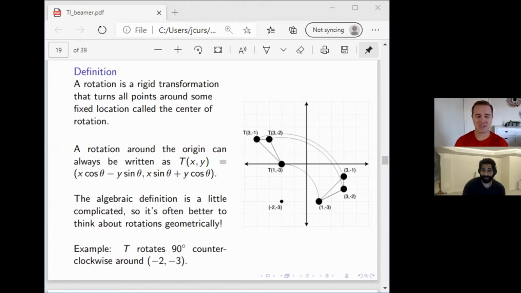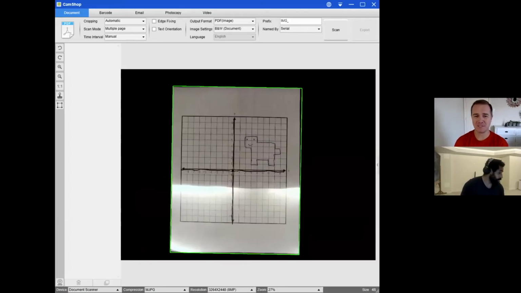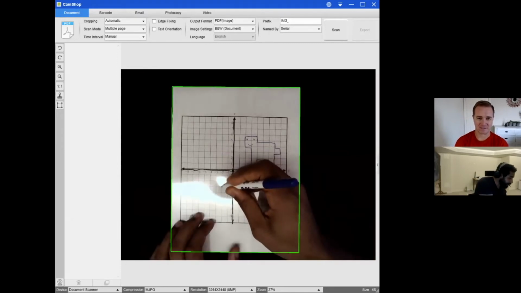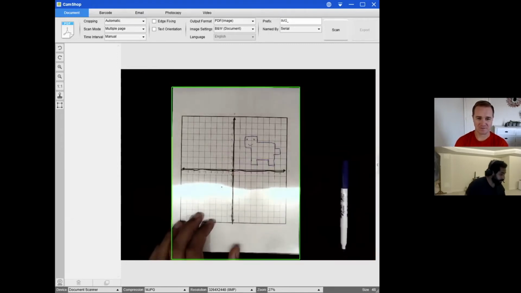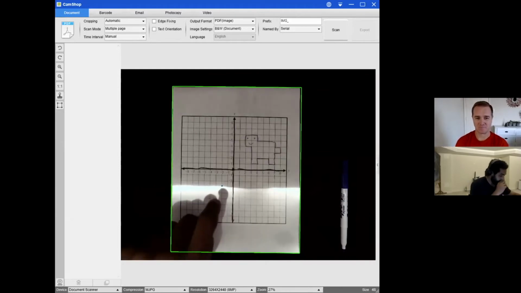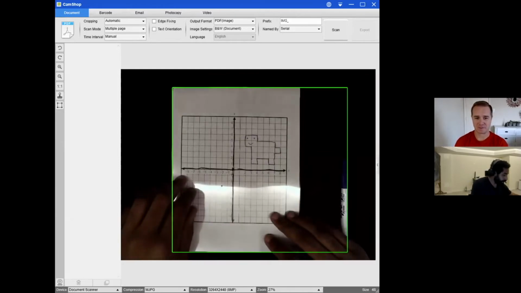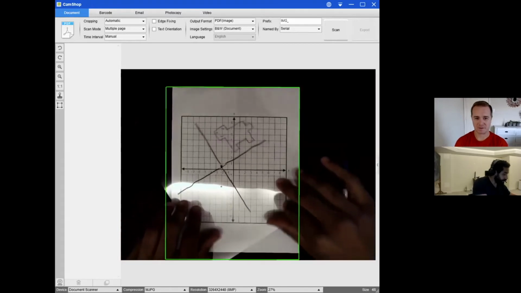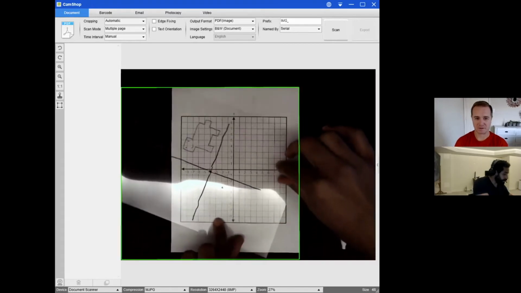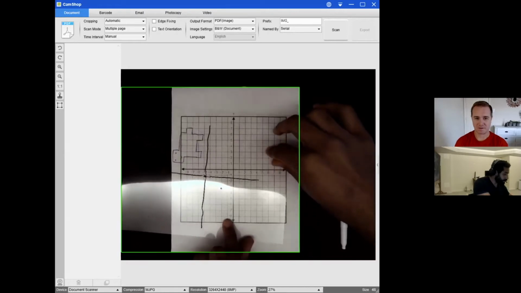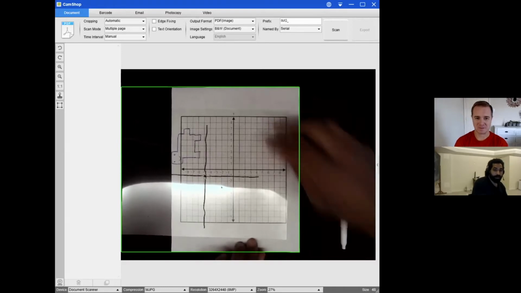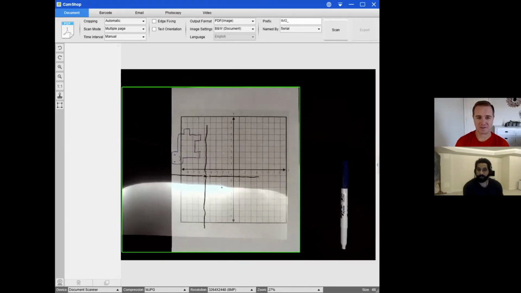Nice. Are you going to rotate it around the point -2, -3? We are. So let's take a look at -2, -3. This point is right here. So all I'm going to do is I'm just going to keep this point reserved, and I'm just going to move this 90 degrees. That's awesome. There we go. Perfect. And that's our rotation.